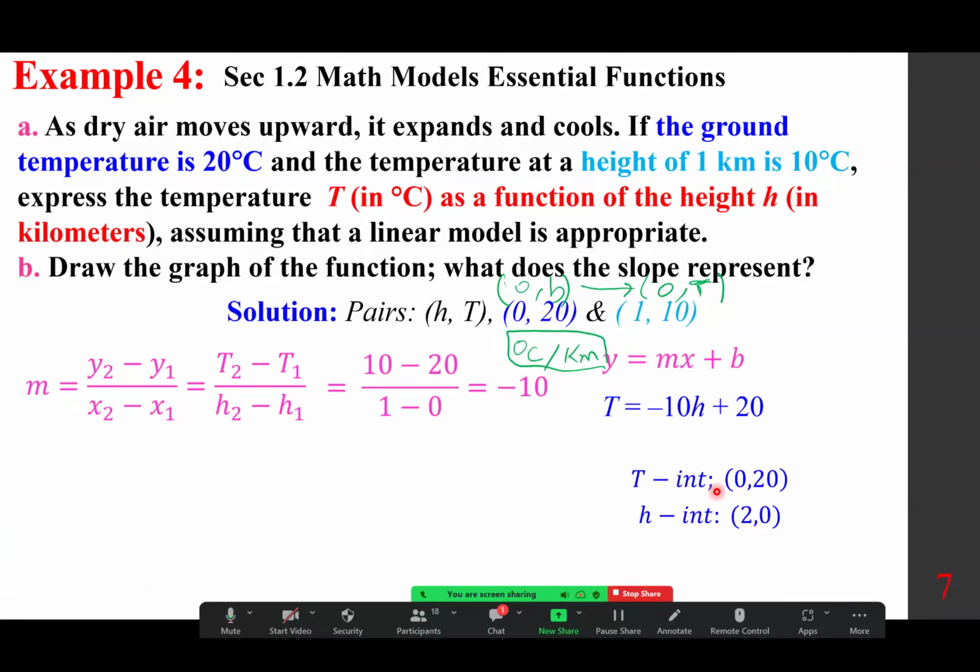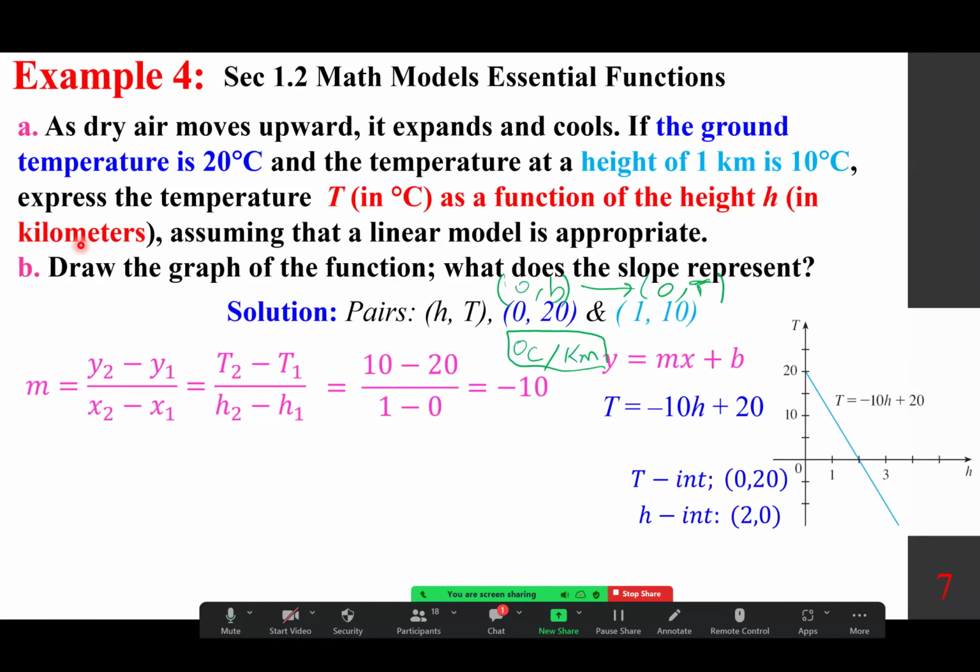Now, t-intercept (0, 20), h-intercept. If you set this one equal to 0, that means replace the t with 0, everybody. This is 0. H becomes 2. Okay. And this simply put means at the height of 0, at the ground level, we have a temperature of 20 degrees. At the height of 2 what? 2 kilometers, we have a temperature of 0 degrees Celsius.